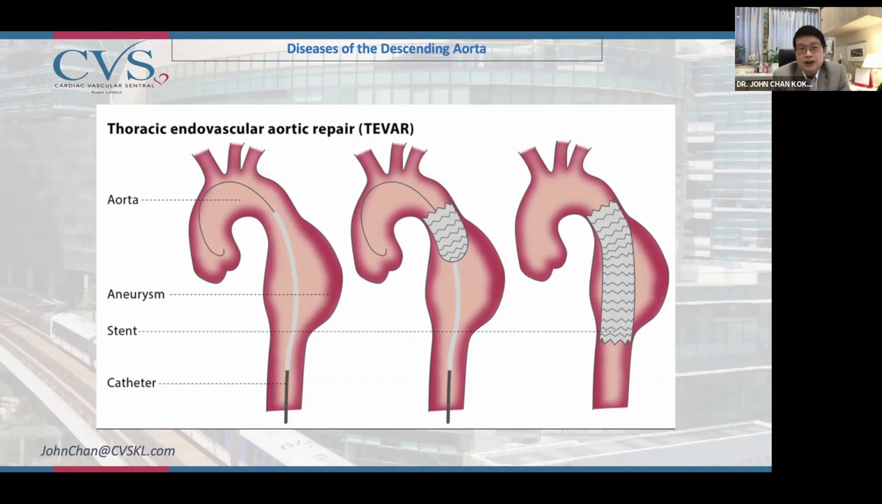This is a procedure called thoracic endovascular aortic repair, or TEVAR. So in most cases of dissections involving the descending thoracic aorta, we no longer need to do open surgery. We can control with blood pressure medications, and if some intervention is needed, say if the dissection is continuing to progress, then we will recommend an endovascular approach to treat the condition.